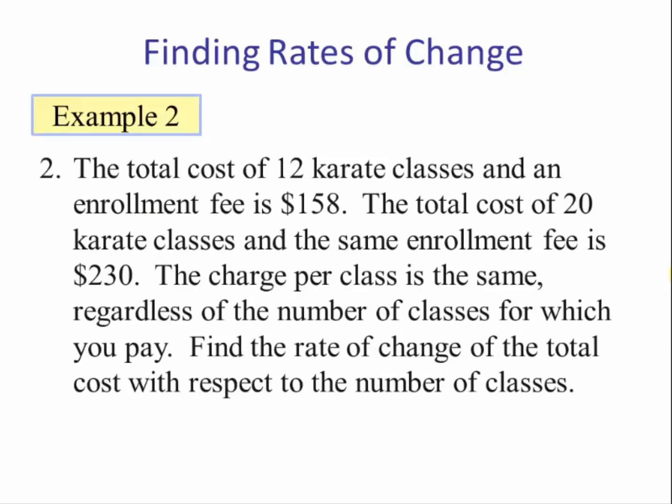Example 2. The total cost of 12 karate classes and an enrollment fee is $158. The total cost of 20 karate classes and the same enrollment fee is $230. The charge per class is the same regardless of the number of classes for which you pay. Find the rate of change of the total cost with respect to the number of classes. We're looking at the total cost and we're looking at the number of classes. Since we know the charge per class is the same, that tells us that the rate of change is constant. It's the same. So we can figure out what this rate of change is.